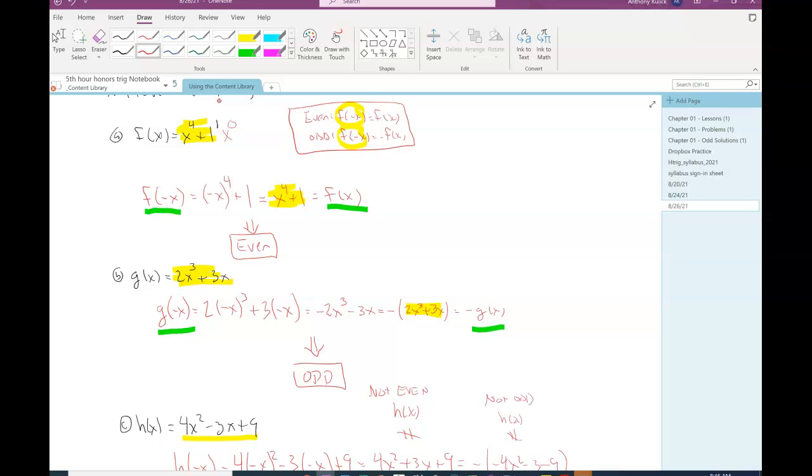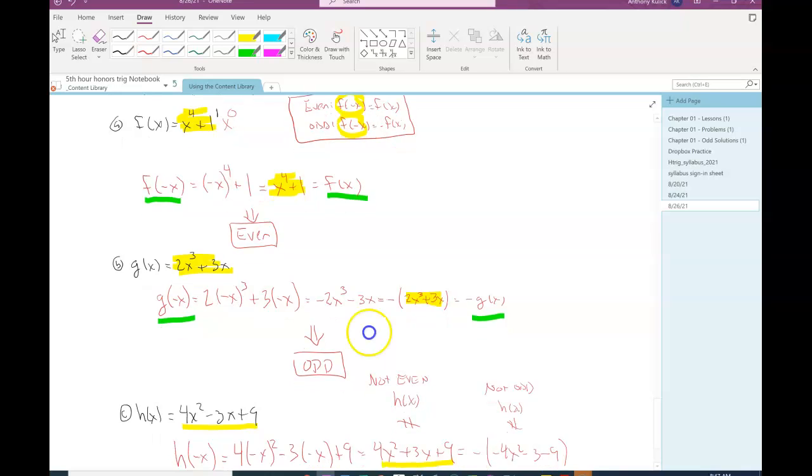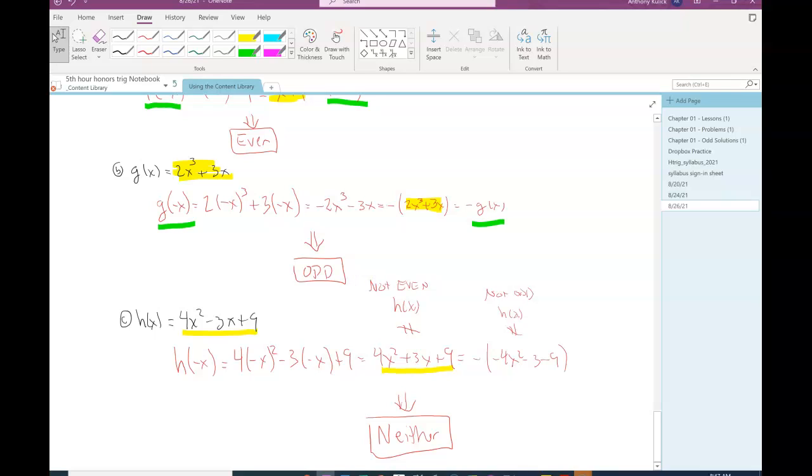Okay, let's look at g of x. The degree of 2x cubed is 3, and the degree of 3x is 1. Both of those are odd, and the function was odd. And if I look at c, the degree of 4x squared is even. Okay, the degree of 3x is odd, and this function was neither.